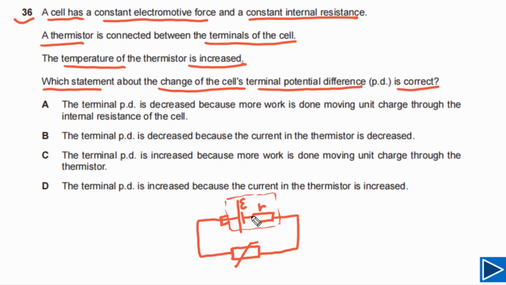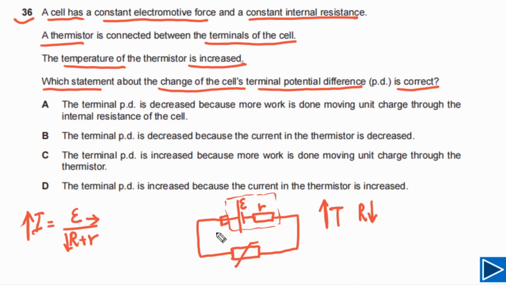For this question, it is given to us we increase the temperature of the thermistor. So when we increase the temperature of the thermistor, the resistance of the thermistor will decrease. When the resistance of the thermistor decreases, the current in the circuit will increase, because current is equal to the EMF of the cell divided by the resistance of the thermistor plus internal resistance. If the resistance of the thermistor goes down, EMF is constant, so it means the current in the circuit will increase.